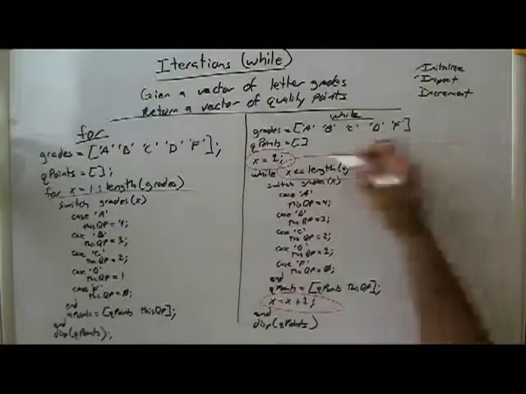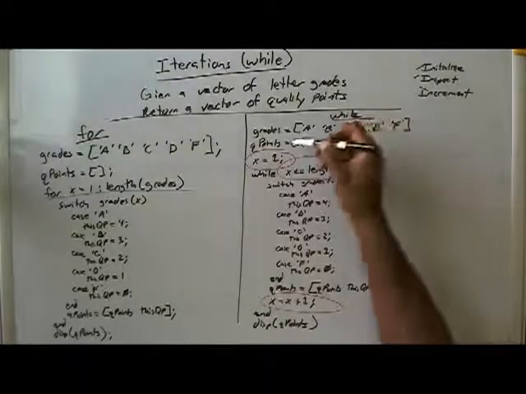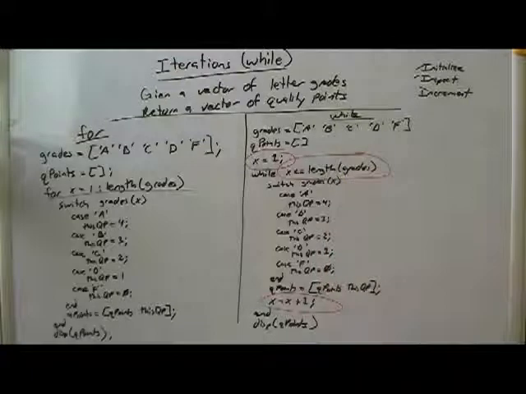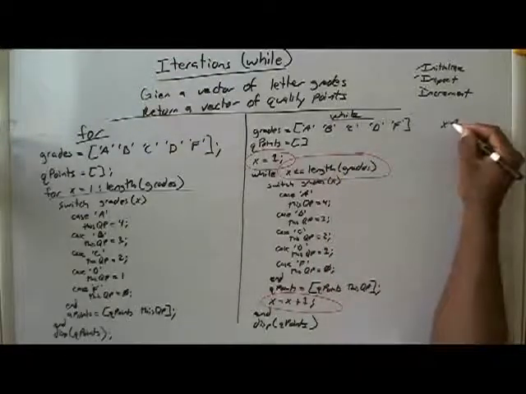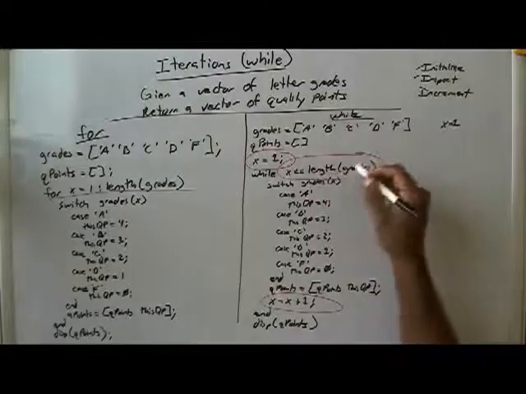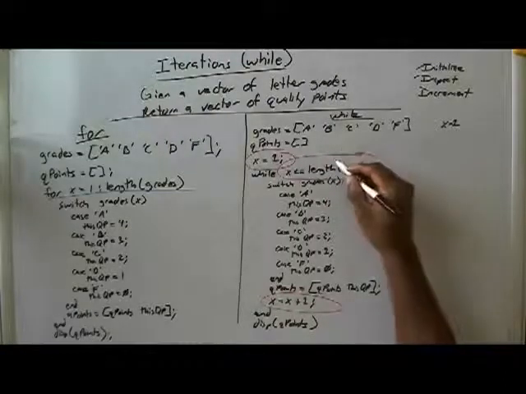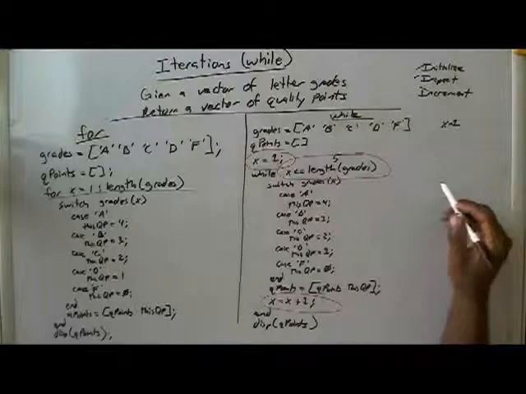So we start off. We've got grades equal to that. Our output vector Q points is equal to the empty vector. X starts off as 1. X equals 1. We check here: length of grades once again is 5. Okay. So we start off with that.